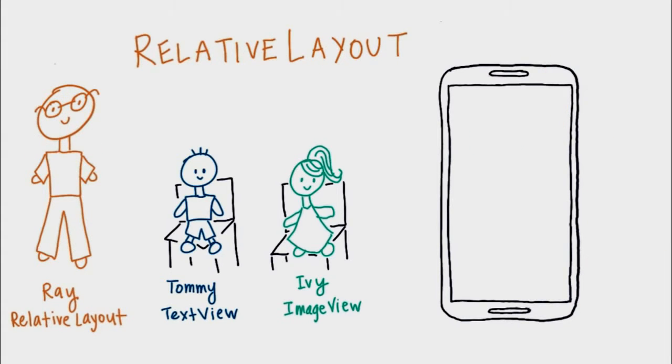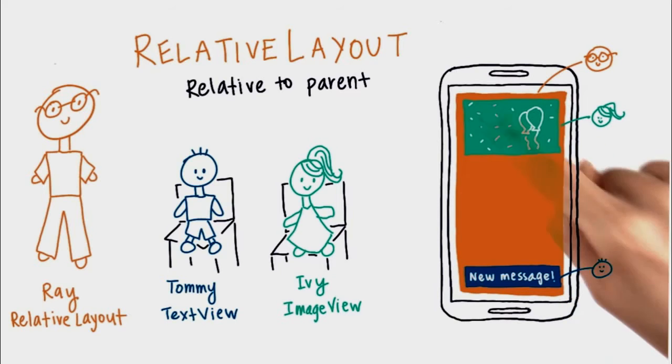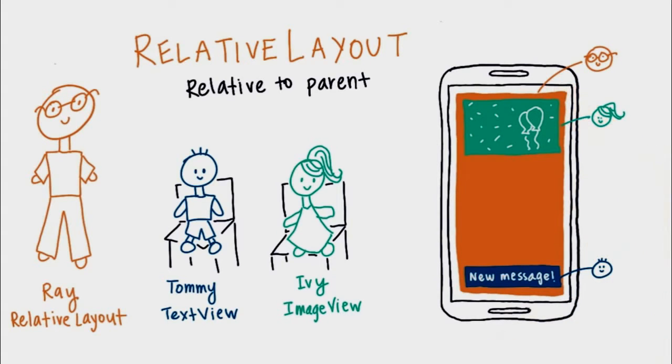And then we have RelativeLayout. A relative layout, again, has its own rules for how to position its children within it. For example, it can position children relative to the parent. So if this is the parent view group, we can have a child text view aligned to the bottom of the parent, and a child image view aligned to the top of the parent. This also works for aligning to the parent's left and right edge, as well as the center.